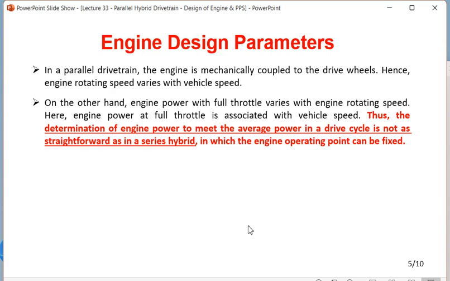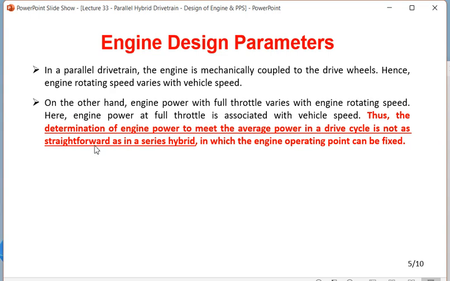On the other hand, the engine power with full throttle varies with engine rotating speed. Here the engine power at full throttle is associated with vehicle speed. If the engine works with full throttle, that means full energy is given to the engine, and vehicle speed will also be very high. That does not mean efficiency will be high. Whenever the engine power is maximum, vehicle speed will also be maximum, but efficiency will not be maximum, because maximum efficiency lies in a certain zone which is less than the maximum output region. So maximum output is not equal to maximum efficiency, which you have to remember.